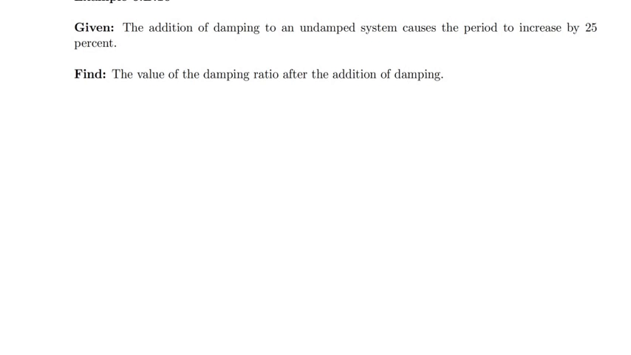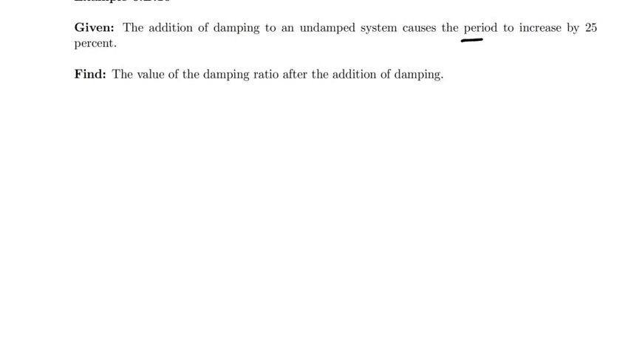So what we're given here is just a set of simple facts, and we're asked to find something out about the system given these facts. So here's what we know. We're told that there's a system that if we add damping to the undamped system, it causes its period to increase by 25%. Given just this little bit of information, we're asked to find the value of the damping ratio after the addition of damping.